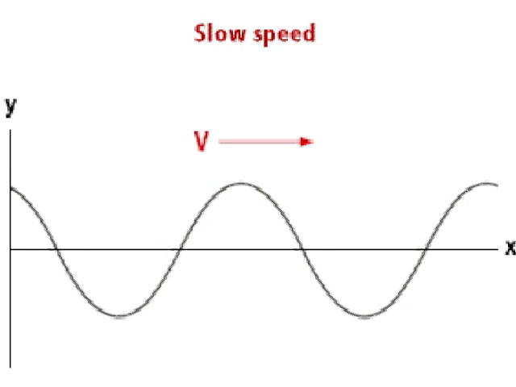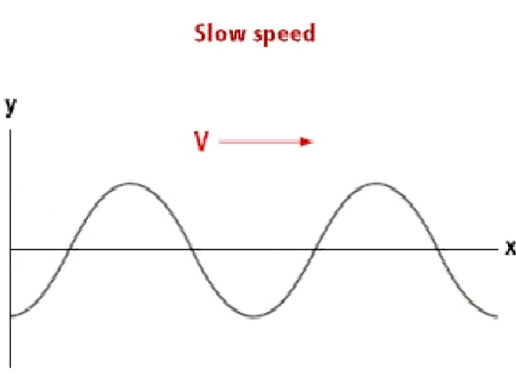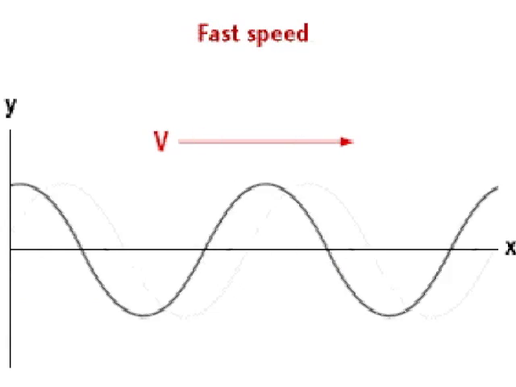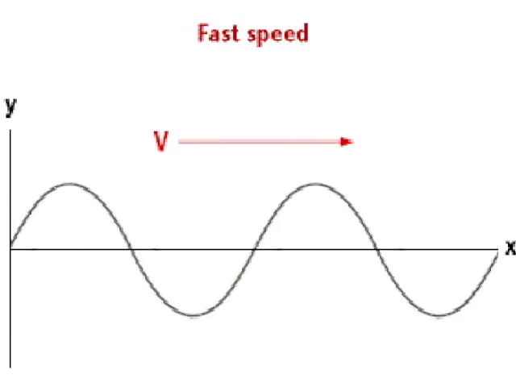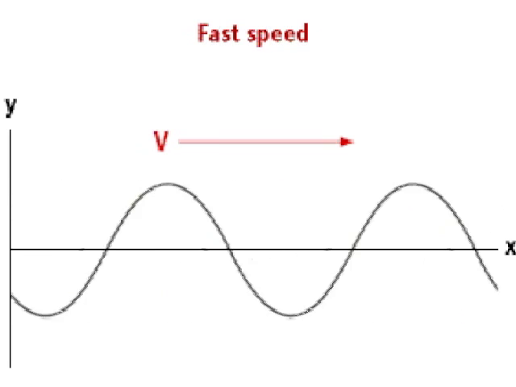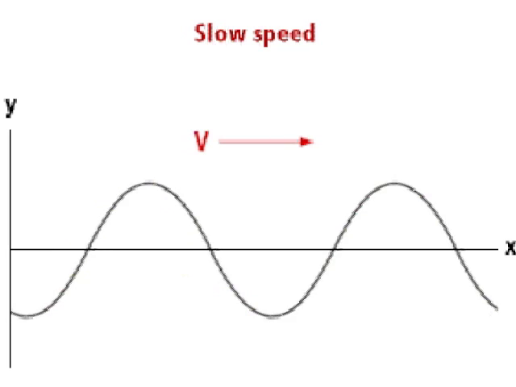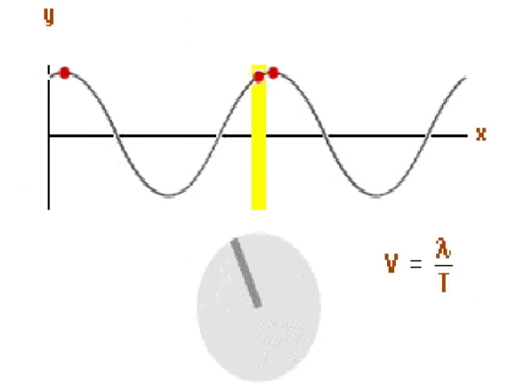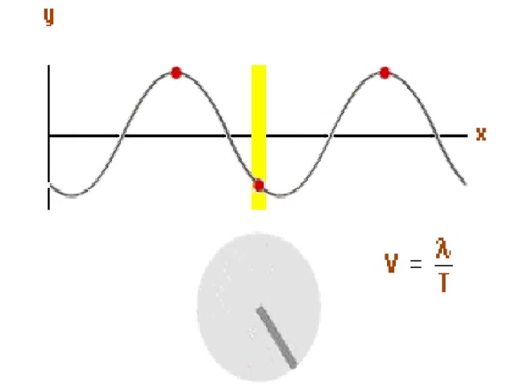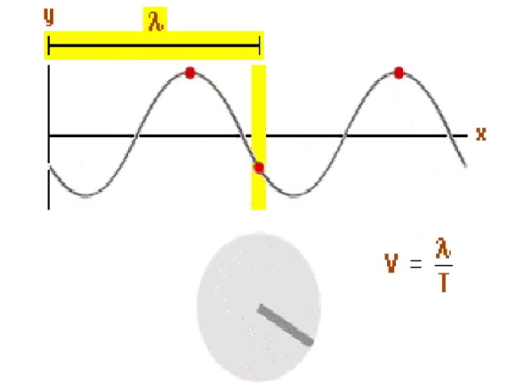The speed of a wave is the distance the wave travels divided by the time it requires to travel that distance. There is a fundamental relationship between a wave's speed, its frequency, and its wavelength. Wave speed equals the wavelength times the frequency.